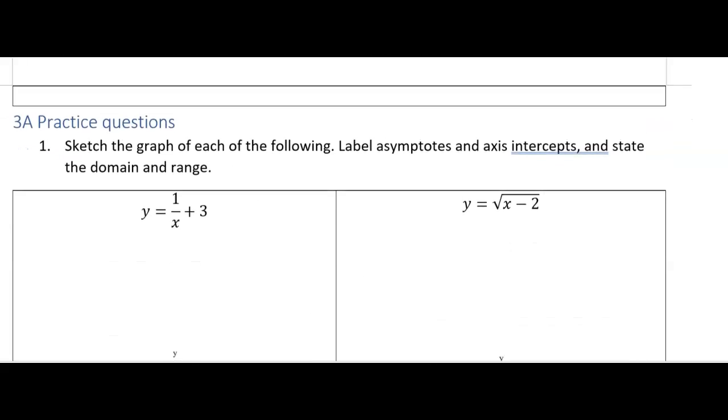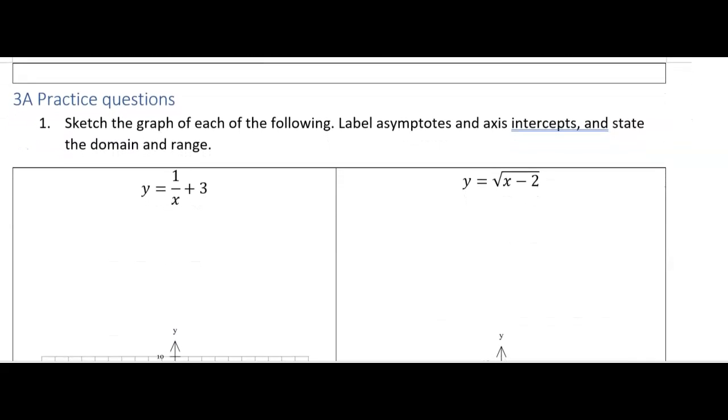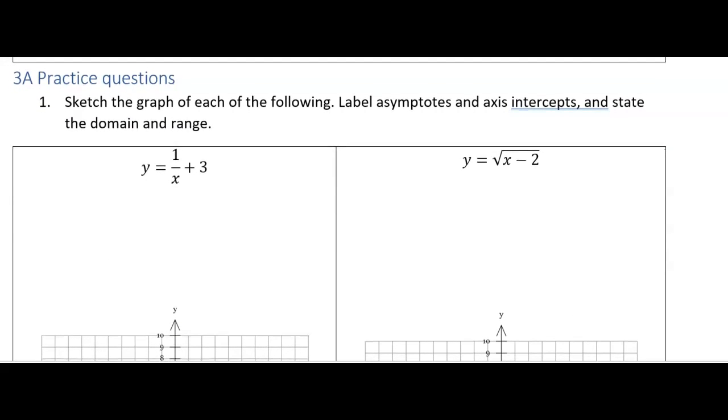All right, looking at some practice questions, and we've probably got less than 10 minutes, so we'll see how many we actually get through. How many questions have I got? Oh, I've got a few over the page. So we're going to have to sketch the graph of each of the following, label asymptotes and x-intercepts, and state the domain and range.